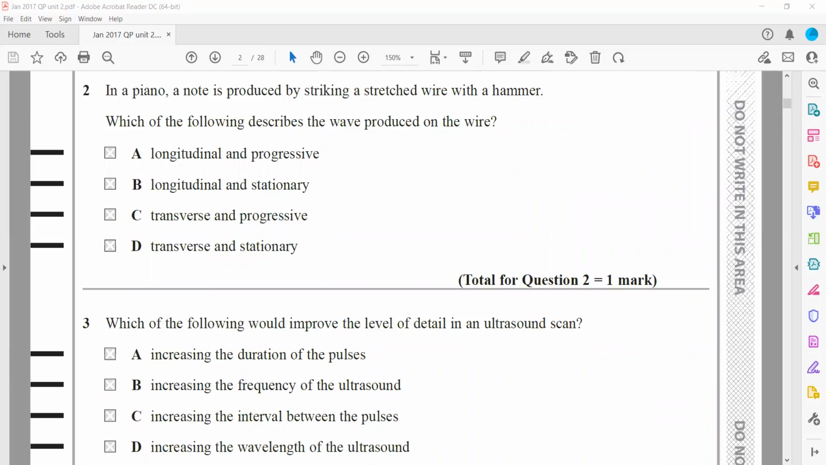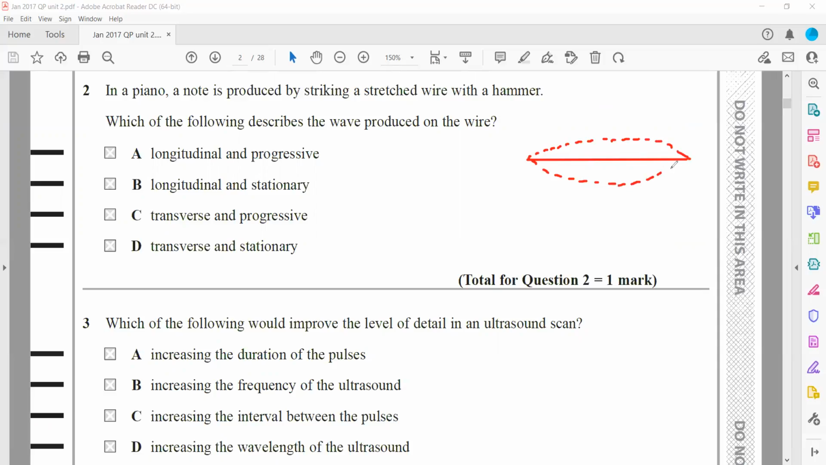In question 2, in a piano, a note is produced by striking a stretched wire with a hammer. Which of the following describes the wave produced? So, a note is produced by striking a stretched wire. So there's a stretched wire, and when the hammer strikes it, as a result it produces a pattern like this.